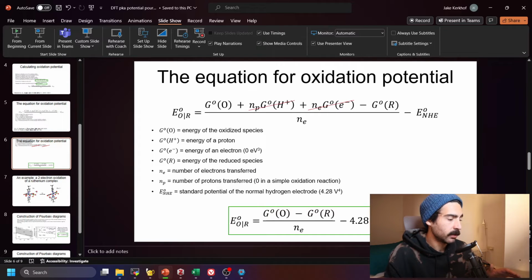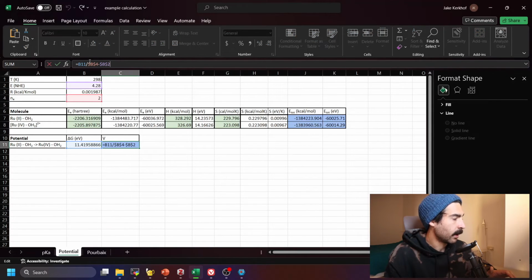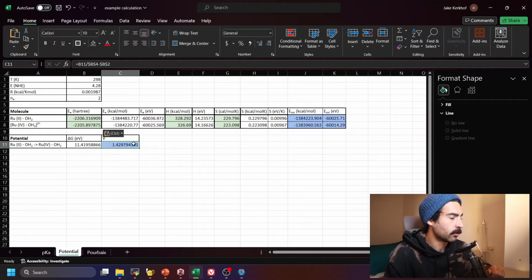The oxidation potential is the oxidized energy minus the reduced energy divided by the number of electrons, minus 4.28 volts for the normalized hydrogen electrode. So here we have the delta G, which is oxidized minus reduced, divided by the number of electrons, which is 2, and subtract 4.28 volts, and this gives us an oxidation potential of 1.429 volts. I don't have a way of showing you that this is correct, but once we start talking about the Pourbaix diagram, I'll have more evidence that this is the correct potential.